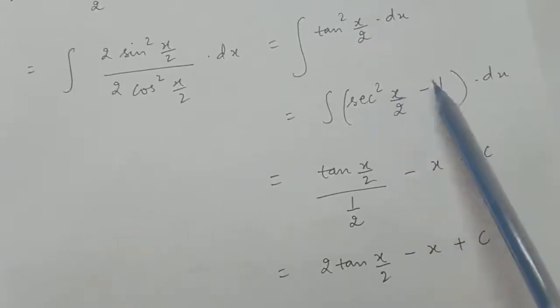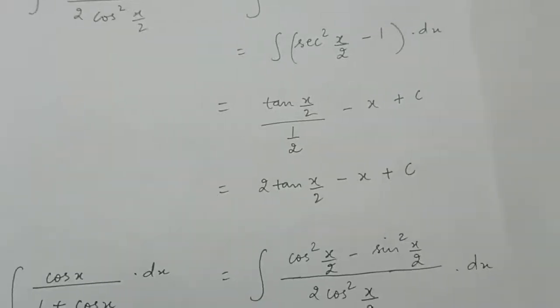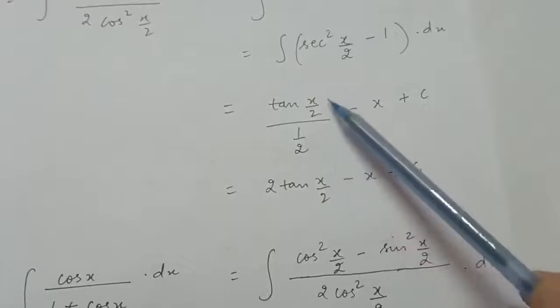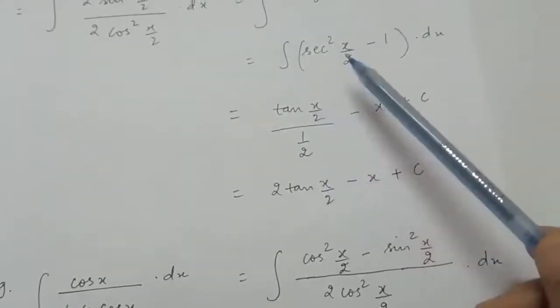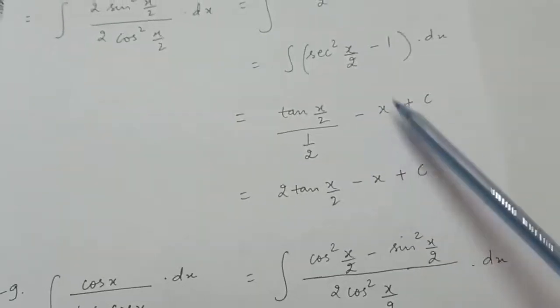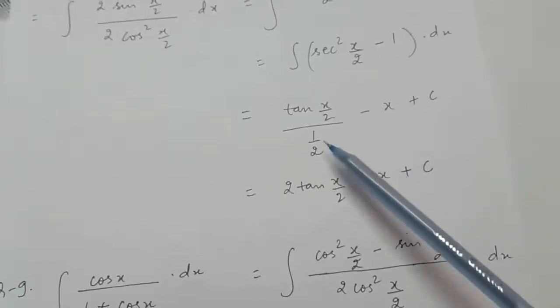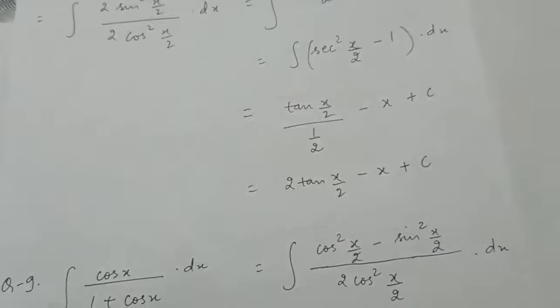Now you know the integrals of both of these. So the integral of secant square x by 2 will be tan x by 2 upon 1 by 2. We will divide tan x by 2 by 1 by 2 because x is multiplied with 1 by 2 here, right? Minus the integral of 1 is x plus c. So this will become 2 tan x by 2 minus x plus c.